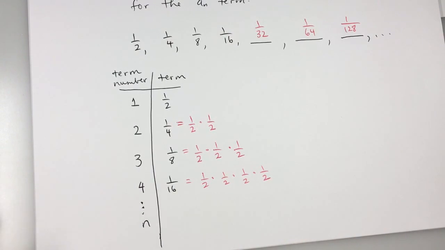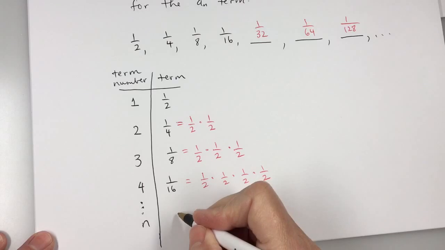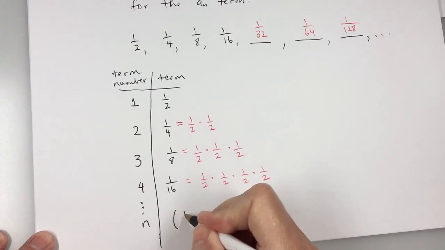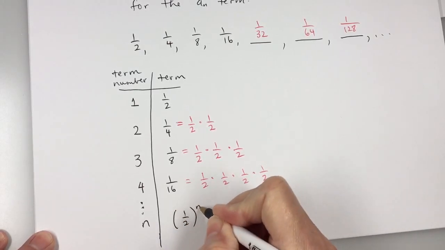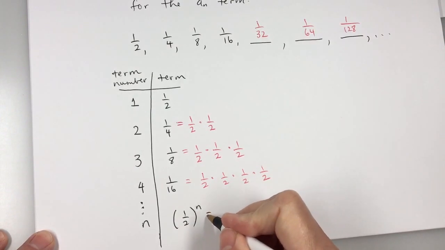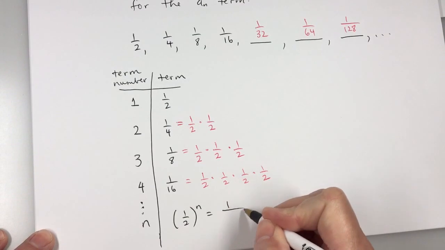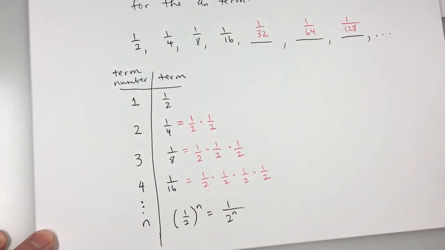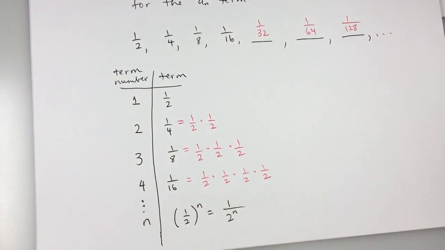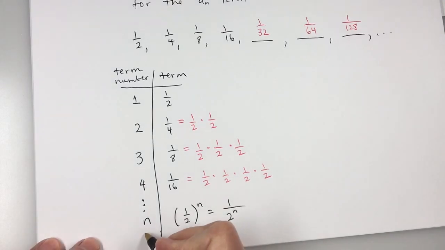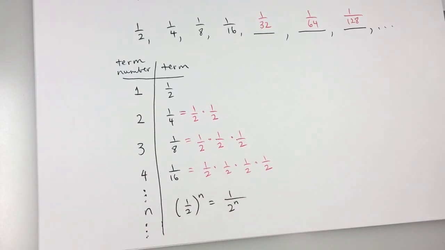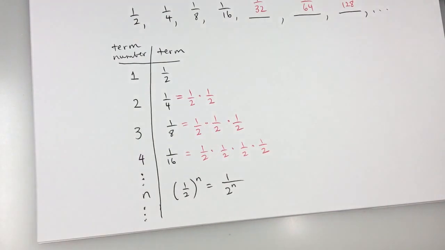It looks like I could write 1 over 2 to the n. You could write it like this, 1 over 2 to the n. You could, since 1 to the n is 1, you could write (1 over 2) to the n like that. They're both correct. And I'll put my little dots. It does continue. We're doing, in chapter 11, infinite sequences. It continues forever.